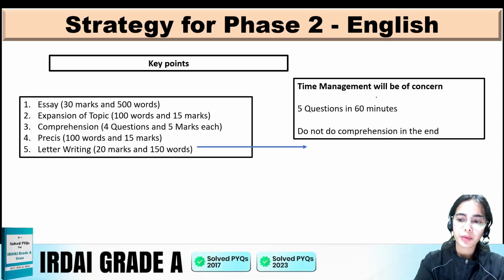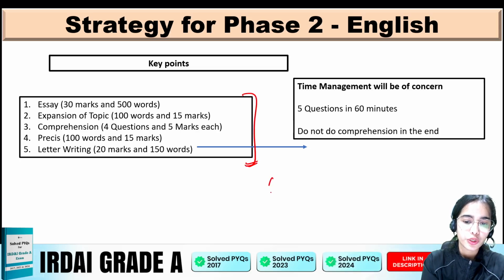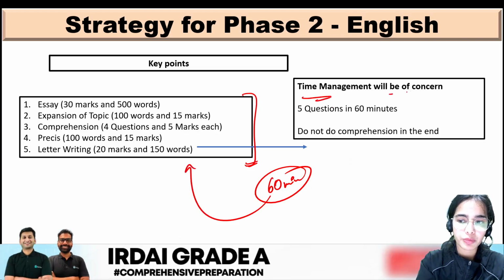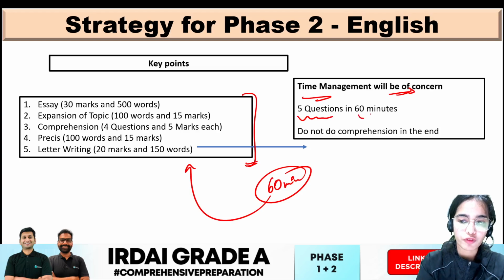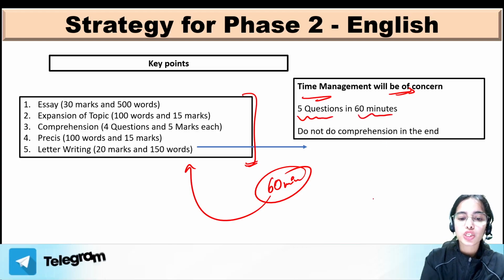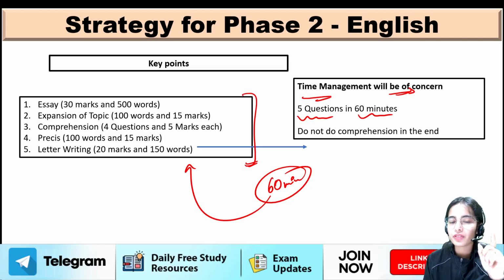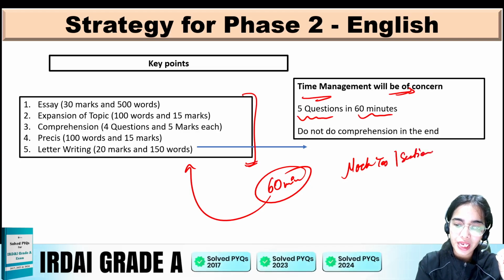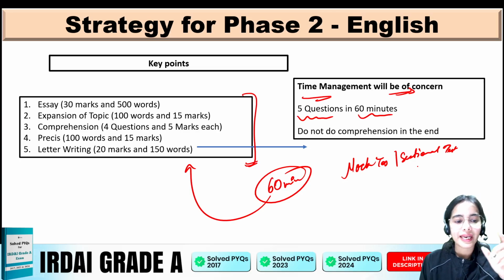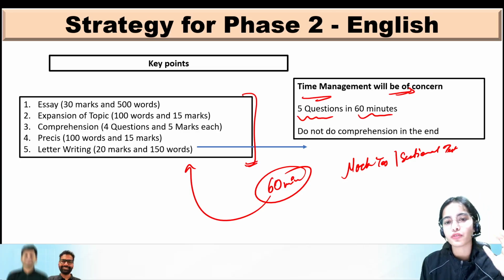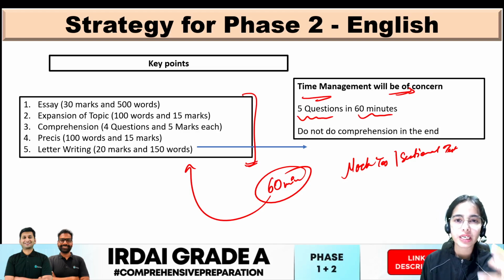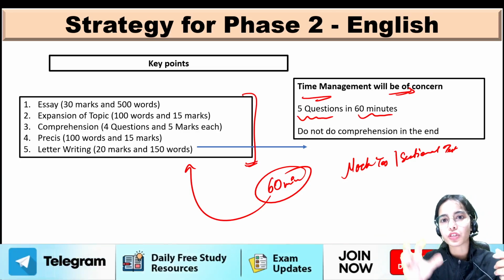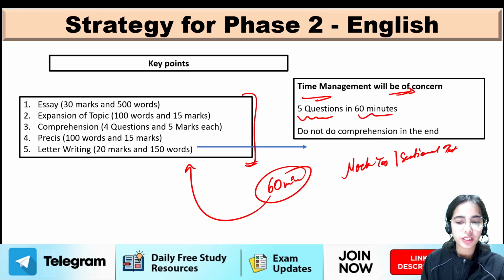Okay, so time management: as there are multiple questions, you get 60 minutes to answer them. So time management will be the concern here, because you have to answer 5 questions in 60 minutes. Okay, so I will suggest that you do give the mock test, do give the sectional test, and see how many minutes you take to complete the section if you do the expansion of topic first, or if you do the precis first. If you do any other topic first, see how much time you take to complete it.